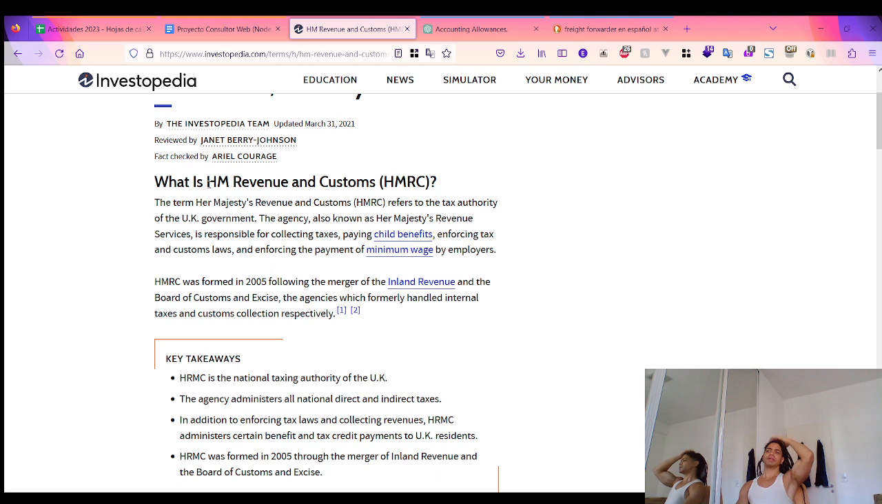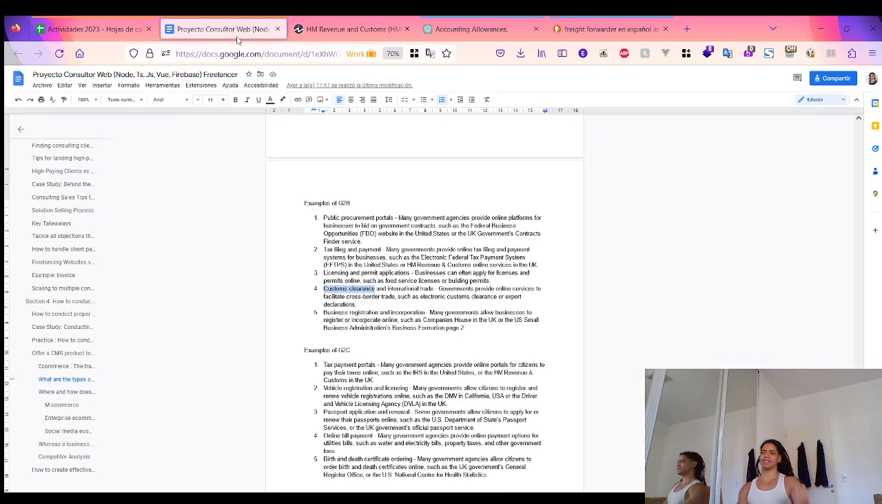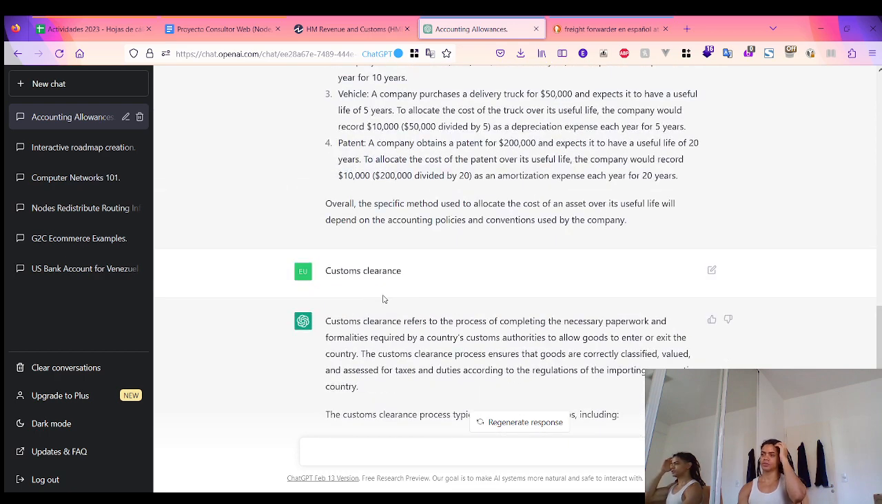So there were several concepts that I learned today, right? Okay. So customs clearance refers to the process of completing the necessary paperwork and formalities required by a country's customs authorities to allow goods to enter or exit the country.